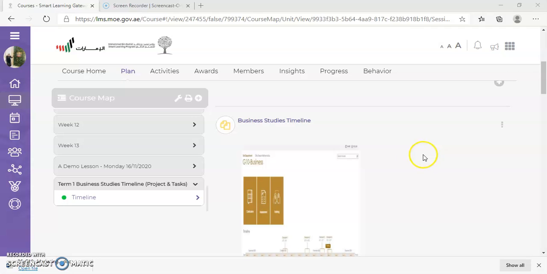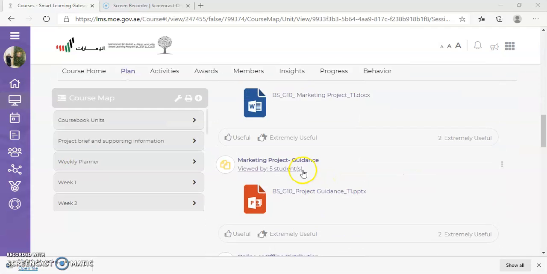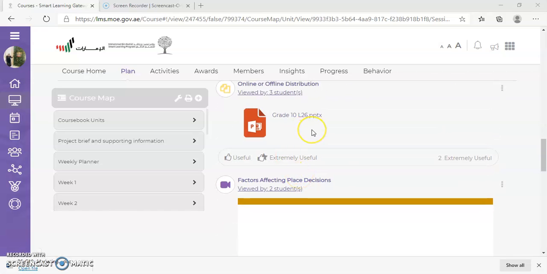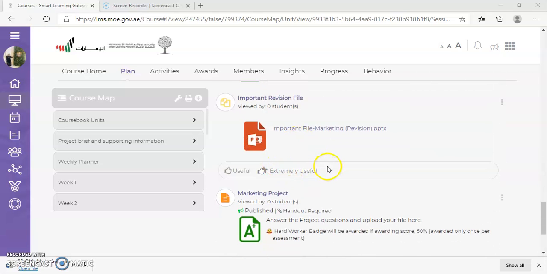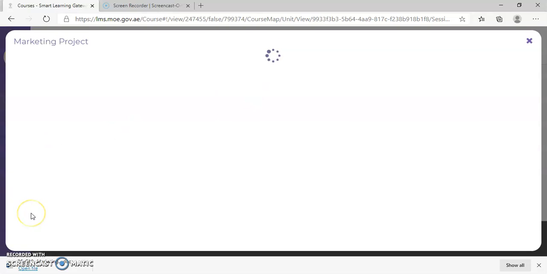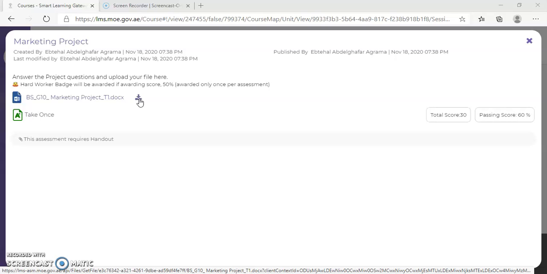for them. They will also find useful files in order to help them answer questions easily. So when they scroll down, they will find the project question, which is the marketing project. They need to click on the marketing project file. They should download it on their computer or laptop.